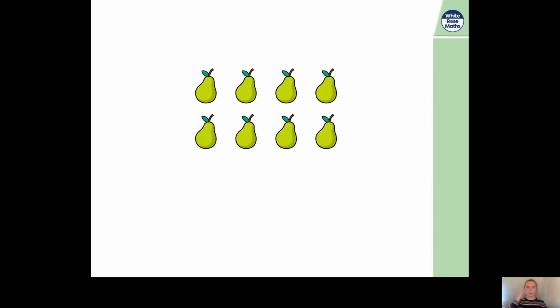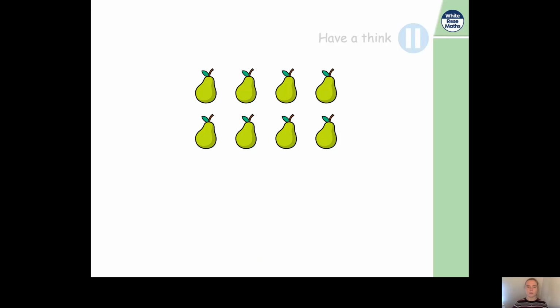Now, what about this one? I'd like you to pause the video and have a think about the rows. So how many rows are there and how many are in each row? And then work out the addition and the multiplication number sentences for the rows. Okay, pause the video now and have a think. Okay, let's see if you're right.